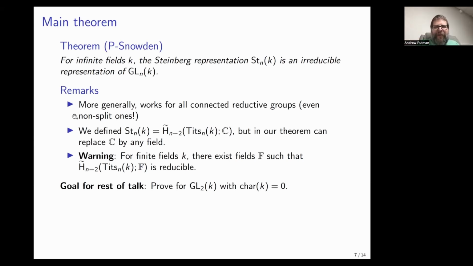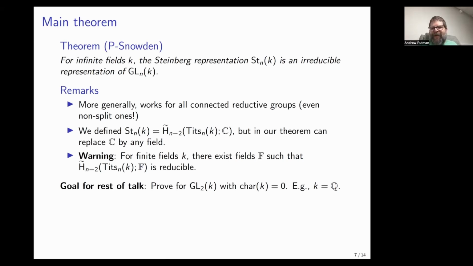The other hypothesis I'm going to make is that the characteristic of K is 0. So for instance, it could be Q. The proof is actually quite different if K has finite characteristic. If it's an infinite field of characteristic p, you actually have to do some number theory. You'll see. I'll explain where our proof goes wrong if you were trying to deal with finite fields.